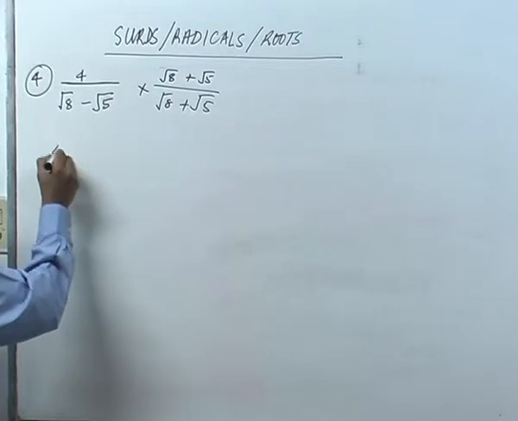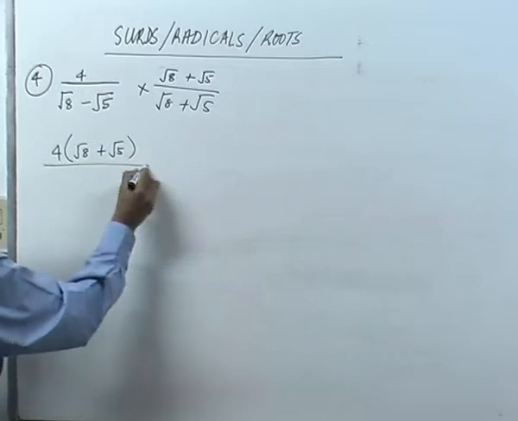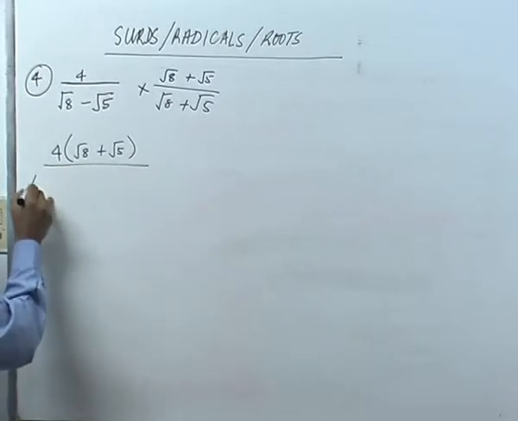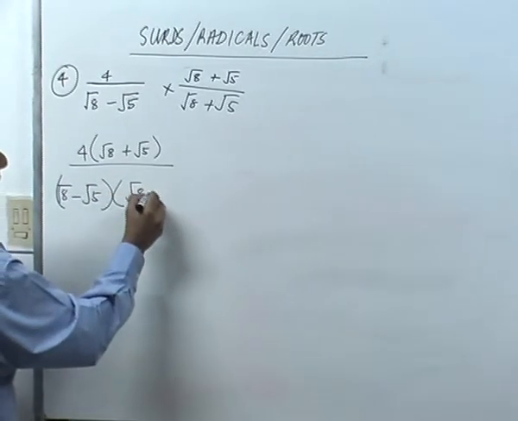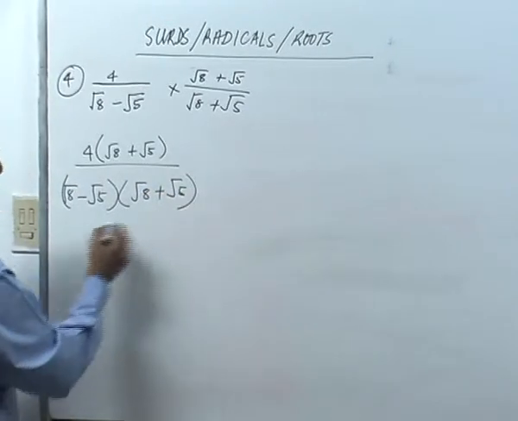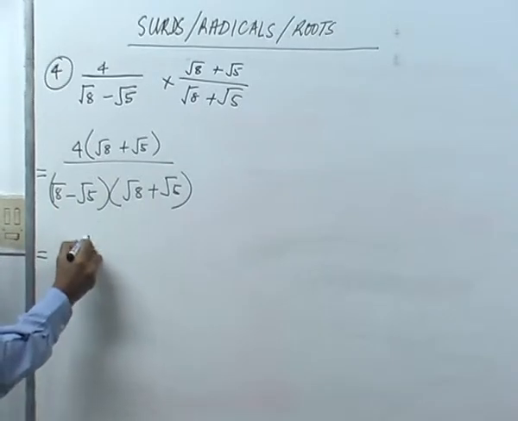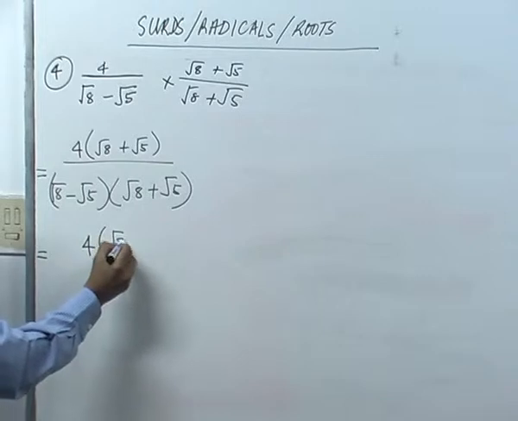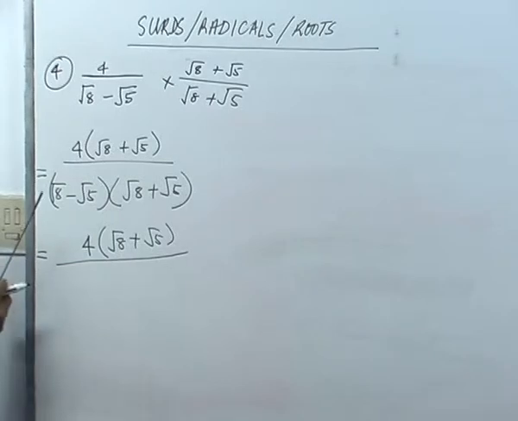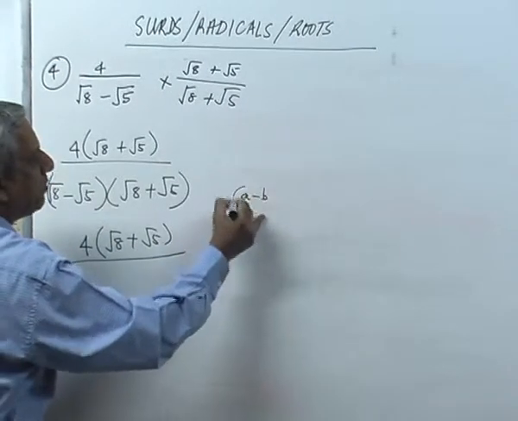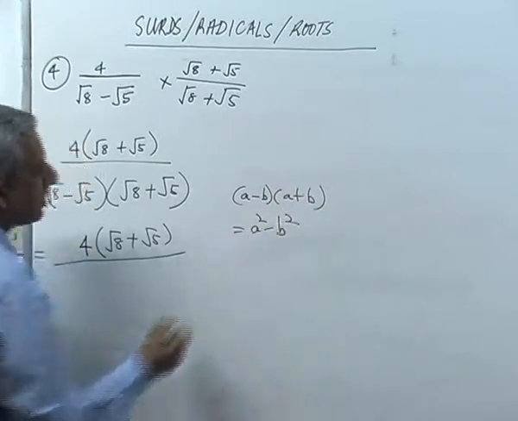Right. So in the numerator we'll have 4 into square root of 8 plus square root of 5. You can leave that just like that. In the denominator we're going to have square root of 8 minus square root of 5 multiplied by square root of 8 plus square root of 5. Alright, now that gives us 4 into square root of 8 plus square root of 5 all over. Right, again, this is like a minus b into a plus b, which is a squared minus b squared.